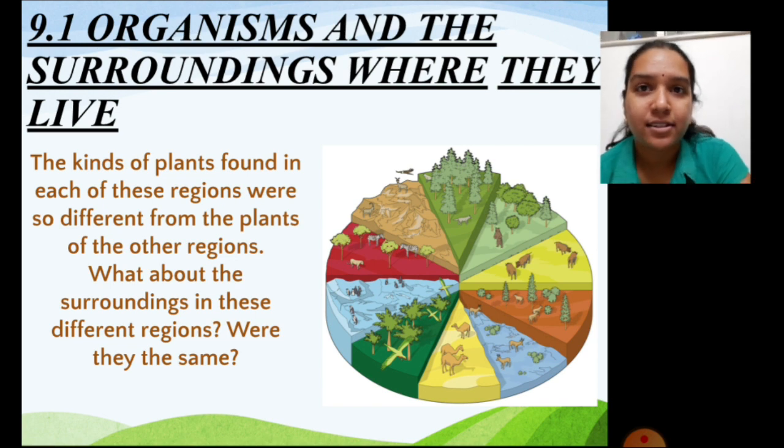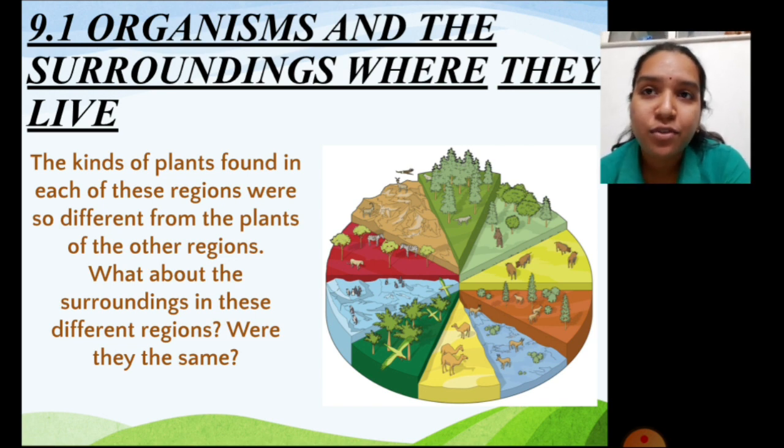What about the plants? The kinds of plants we found in each of the regions are very different from the plants of the other regions. Like we already discussed, cactus plants are present in desert regions, and pine or oak trees are mostly found at the mountains. Not only the plants and animals, but what about the diverse surroundings we find in these different regions? Think of all these questions.